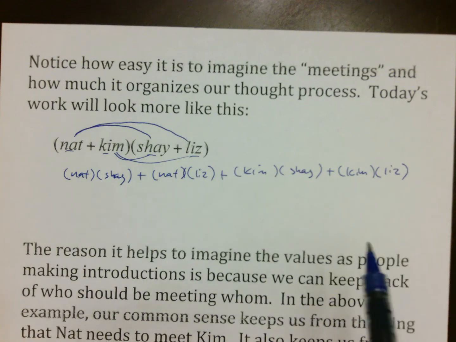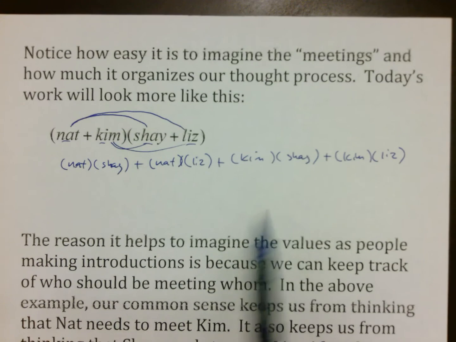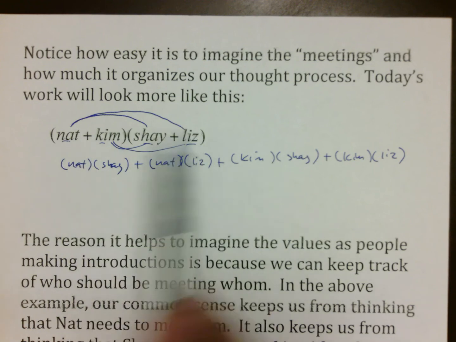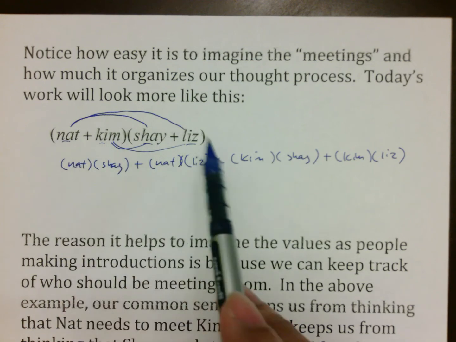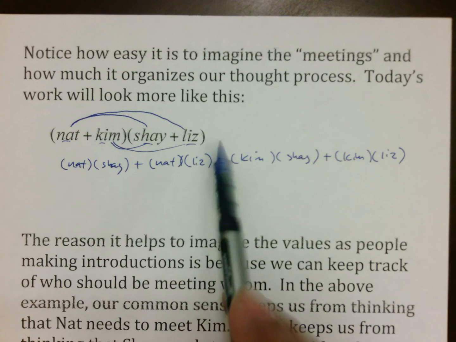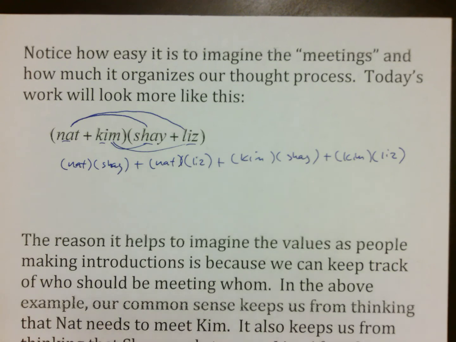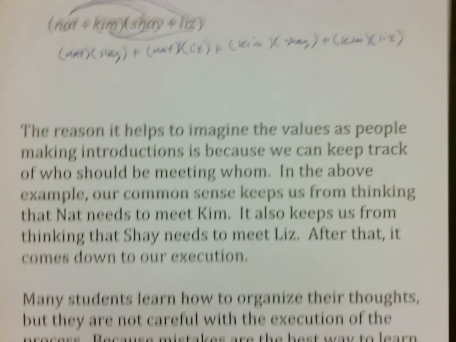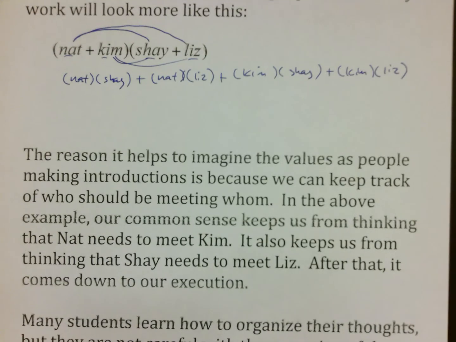But again, hopefully you want to use the meetings idea, because what it does for you is it allows you to imagine Nat meets Shay, Nat meets Liz. You can put that down, then Kim's going to meet both people, and you put that down and you just simplify it. So again, the reason it helps to imagine values as people making introductions is because it helps us to keep track of who should be meeting whom. In the above example, our common sense keeps us from thinking that Nat needs to meet Kim because they're already friends. It also keeps us from thinking that Shay needs to meet Liz because they're already friends.